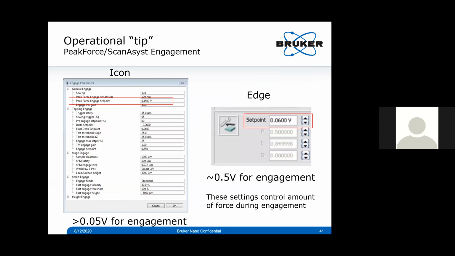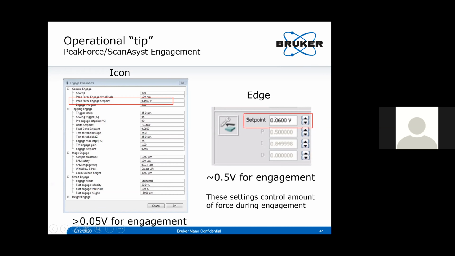A couple operational tips, so to speak. When you're engaging on these instruments, you have control of how much force you're applying. On the Icon, it's actually in a window under Microscope engage settings. And you're basically telling it how much cantilever deflection to look at on the detector. So this is a pretty standard setting. This is 150 millivolts on the detector. I like to have it usually above 0.05 or 50 millivolts to be stable.